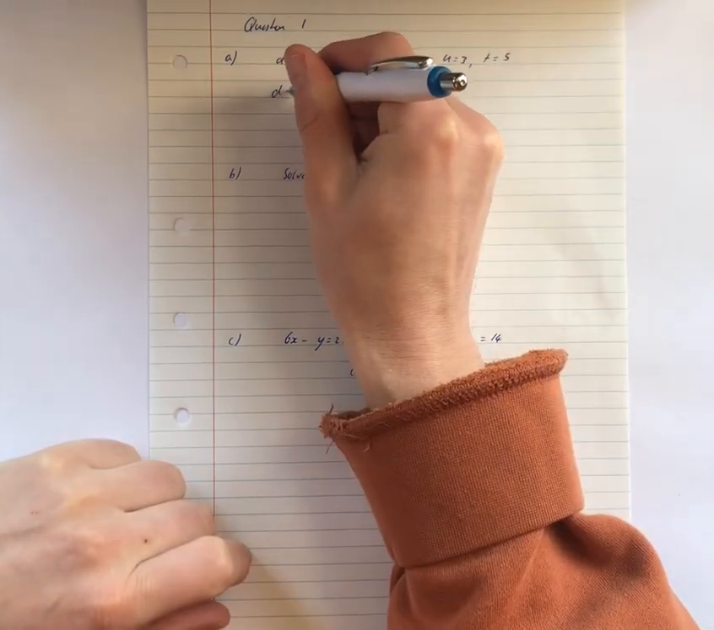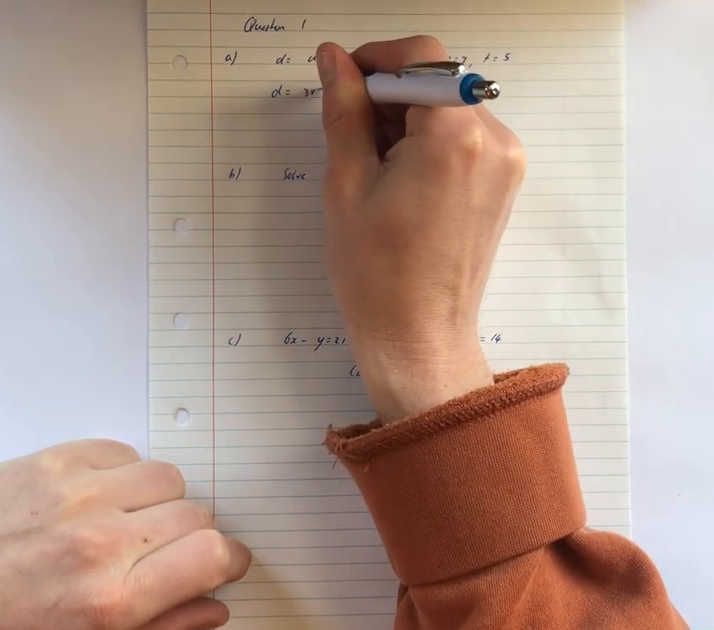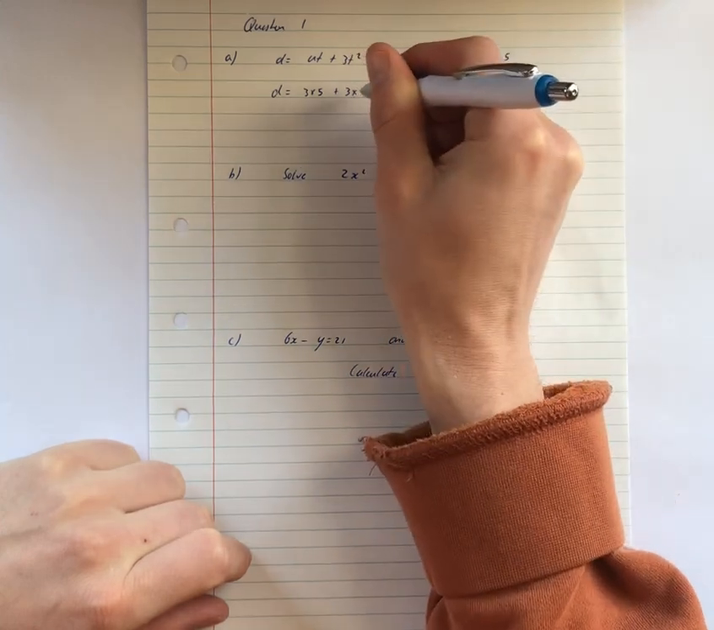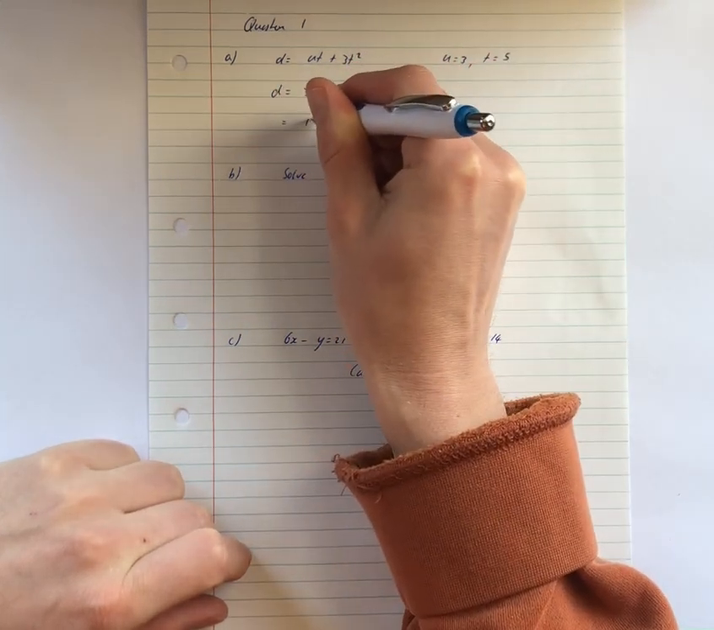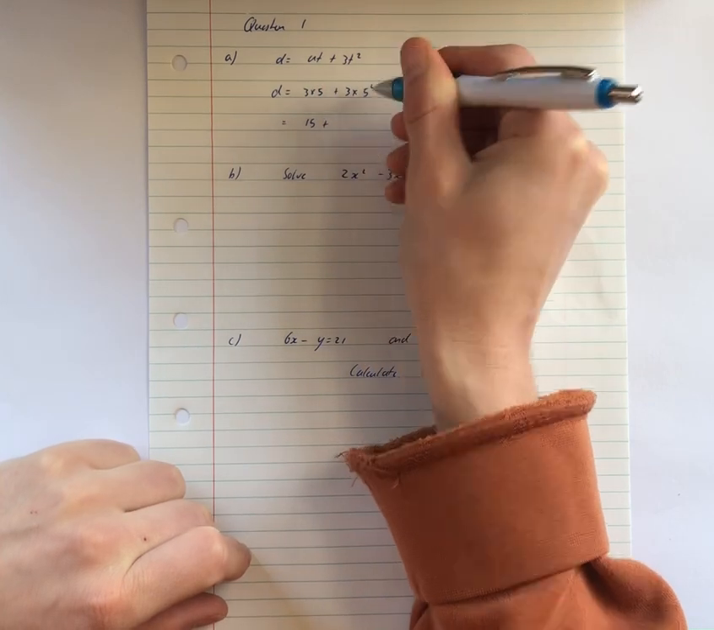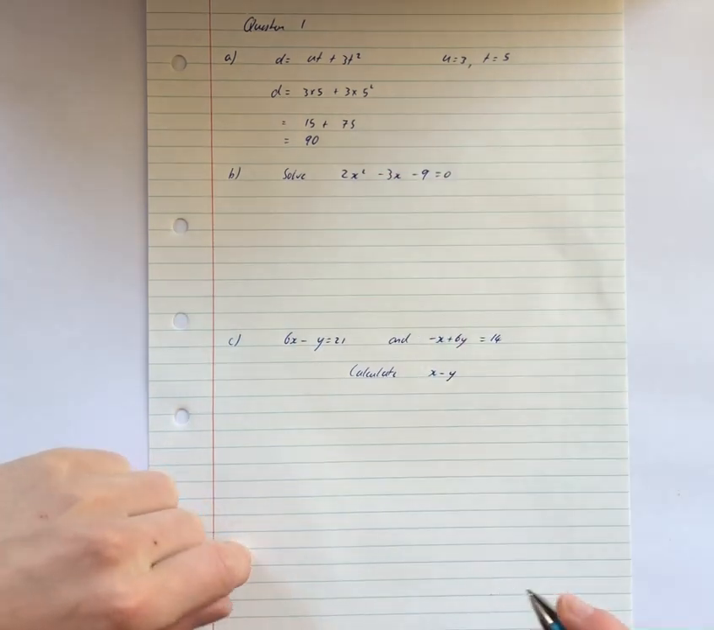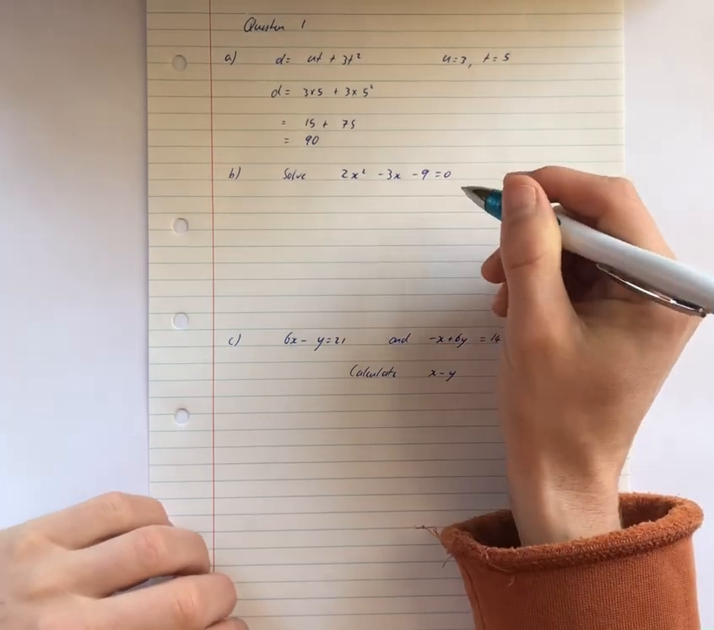We want to find the value of d, so we've got u times t, or 3 times 5, plus 3 times t squared, or 3 times 5 squared. So we've got 15, and we're adding 3 lots of 25, and so we're going to get 90. So that's pretty good. Substitute a couple values in, and get an achieved question out of the way.